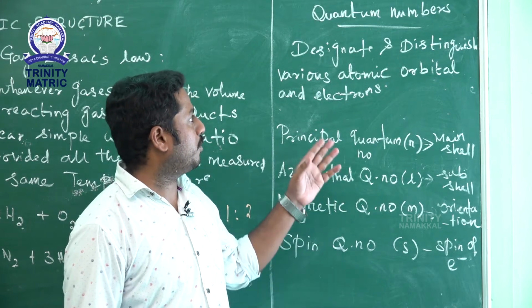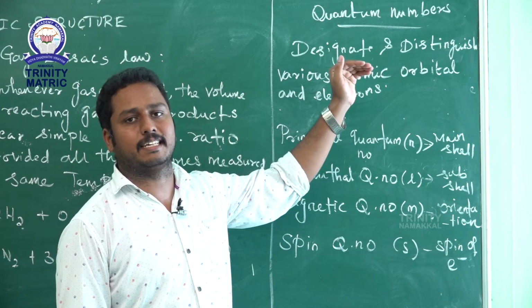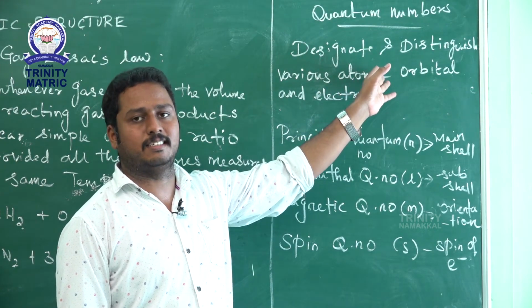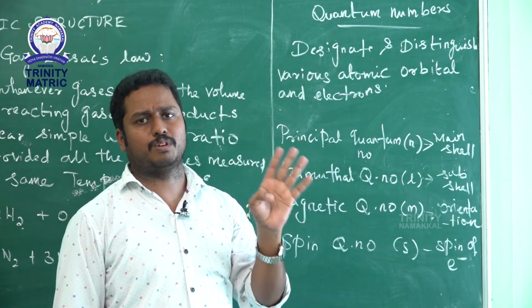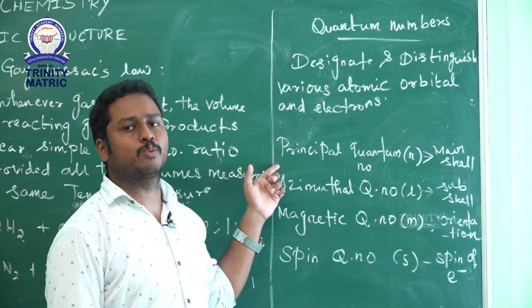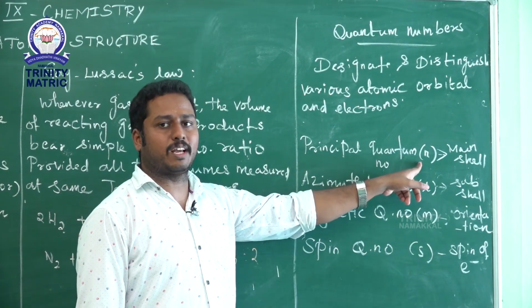So quantum numbers are used to describe the arrangement of the subshells, the main shells, and also the electrons. We have four types of quantum numbers. The first one is the principal quantum number, which is known as n.